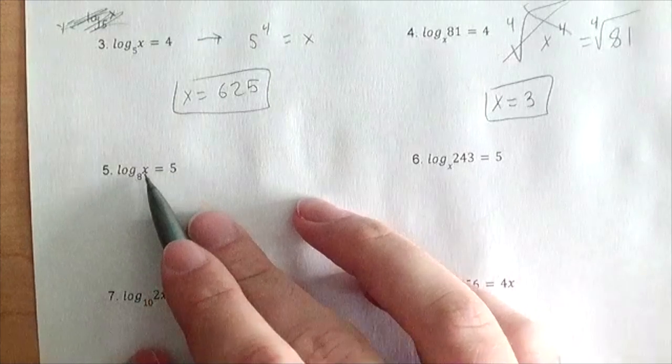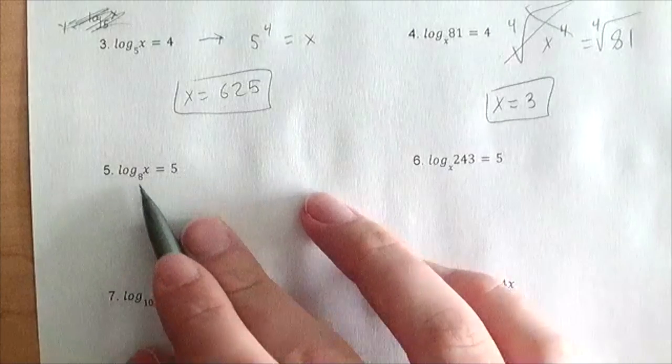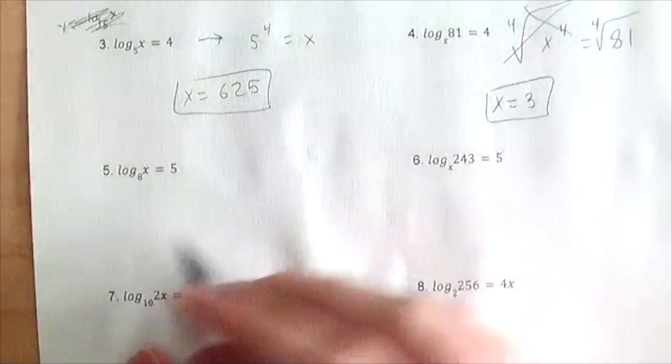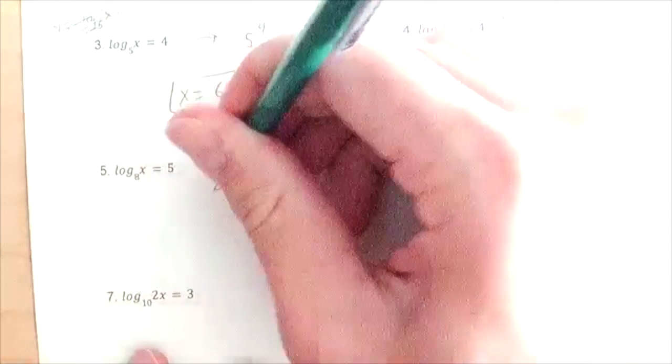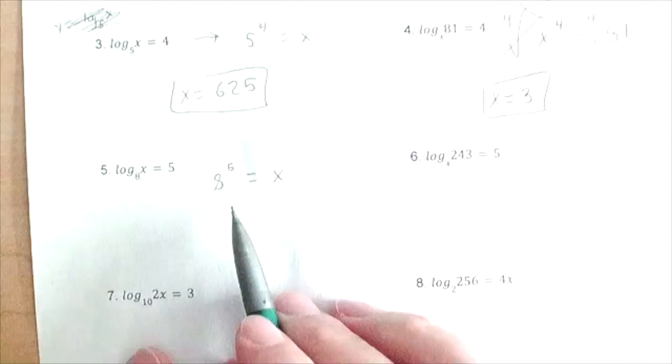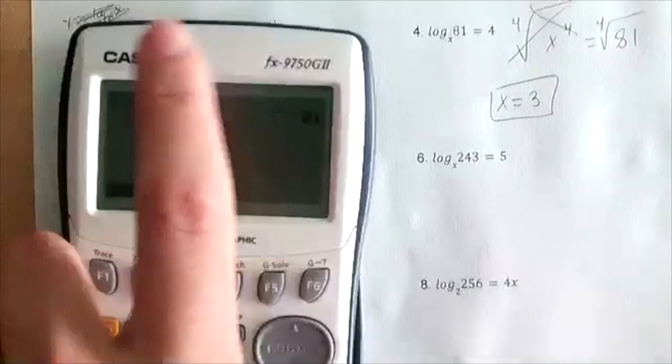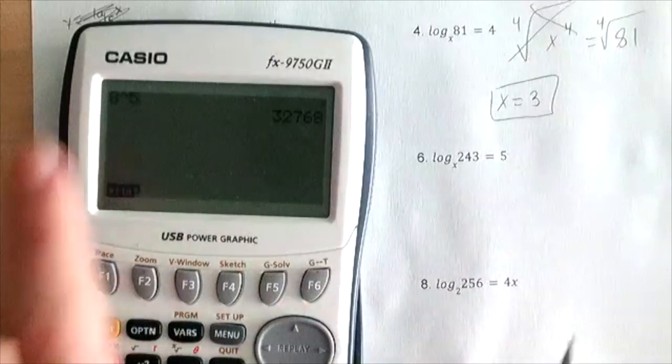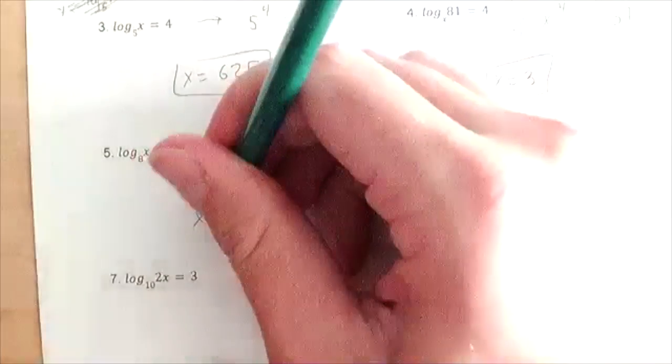Log base 8 of x is equal to 5. Here, we can simplify to isolate, so it's pretty easy. And we're just looking for 8 to the fifth power. So x equals 32 and change.